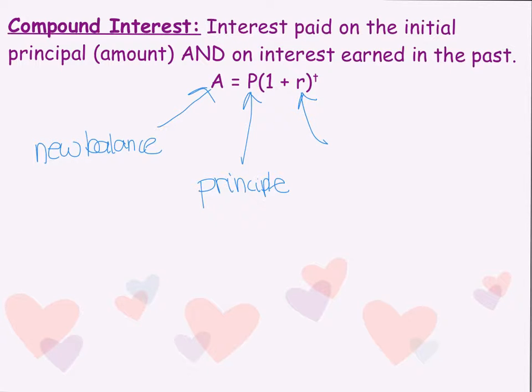R, just like yesterday, stands for our rate, which again is always indicated by the percent. And it's important to note that this is always written as a decimal. So you have to change your percent into a decimal when you're calculating, just like what we did yesterday. And then just like yesterday, our T stands for time, which again is always in years.